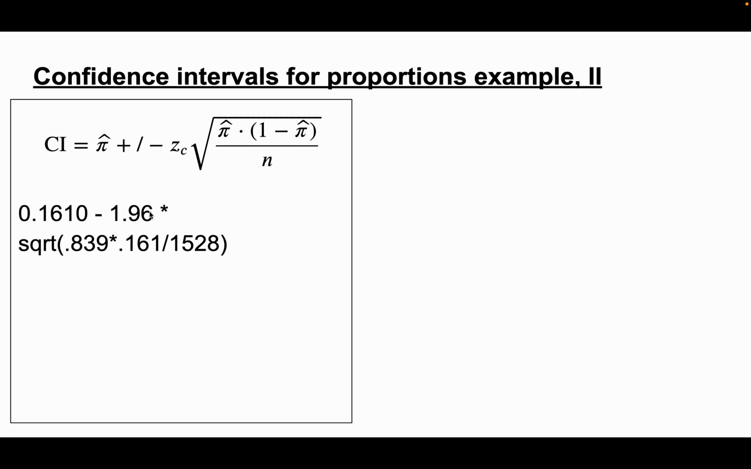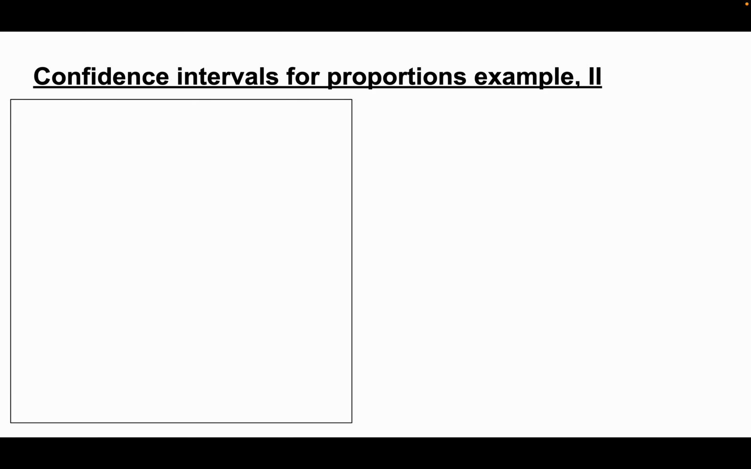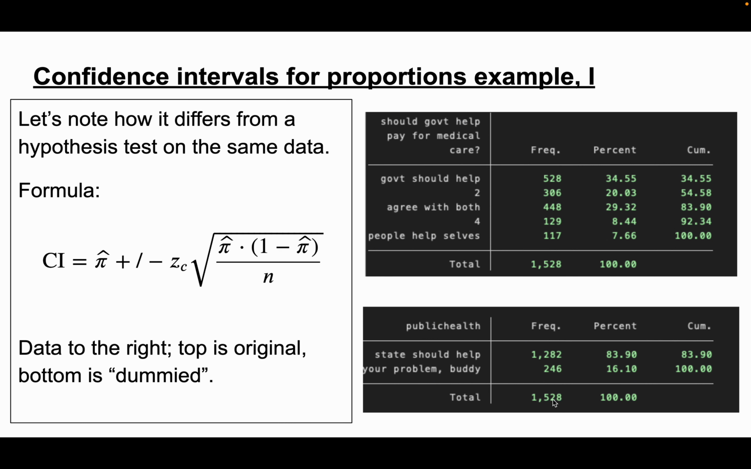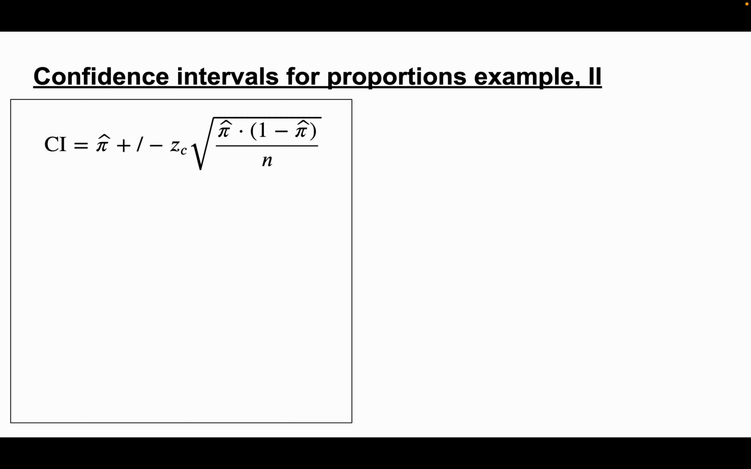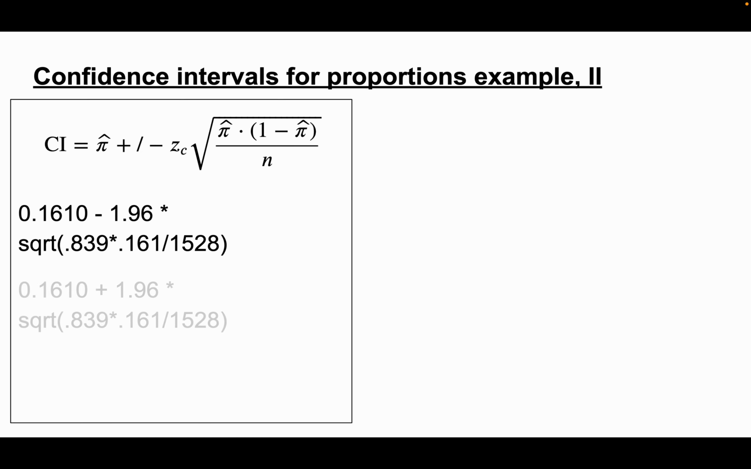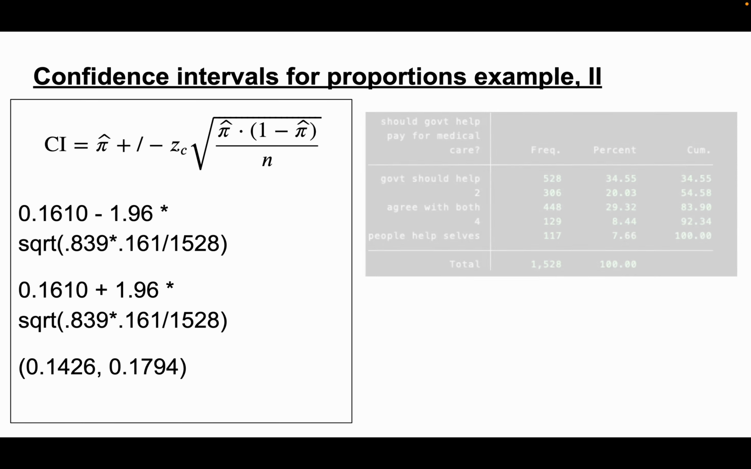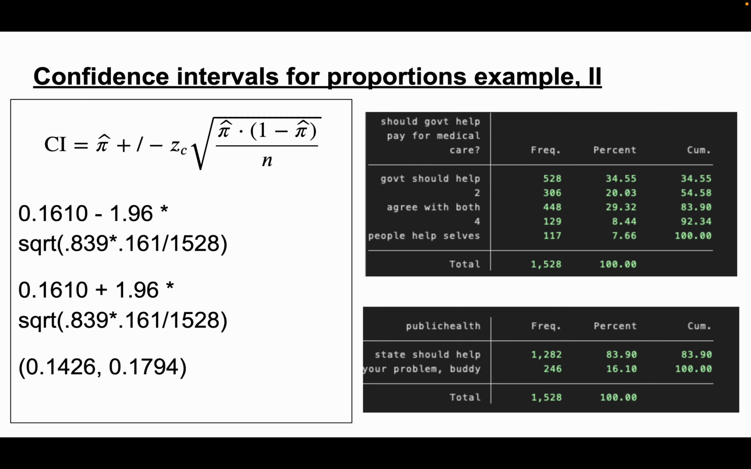So we have 1.96 times the square root of the estimated probability in the sample, 0.839, and we again found that by just taking this 246 divided by this here. Hopefully that's intuitive, kind of basic arithmetic for everyone. Then we multiply by 0.161 here, that's this quantity, and then divide by n, and then we do the same thing, but we add rather than subtract the margin of error, and we get 0.1426, 0.1794.